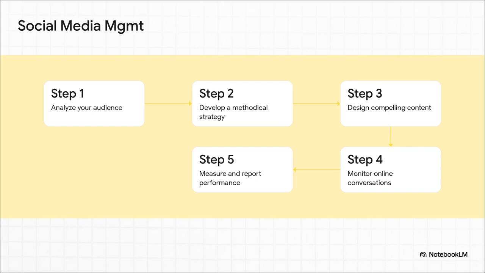It's not just about randomly posting things. It's a non-stop cycle. You start by analyzing who your audience is. That analysis then helps you build a real strategy. The strategy tells you what kind of content to create. Then you have to monitor the conversations happening around that content, which gives you data that you can measure. And that data feeds right back into the beginning, helping you analyze and refine things for the next cycle.